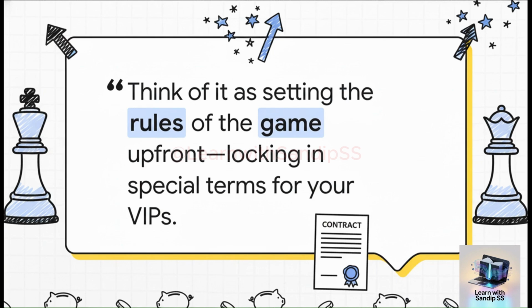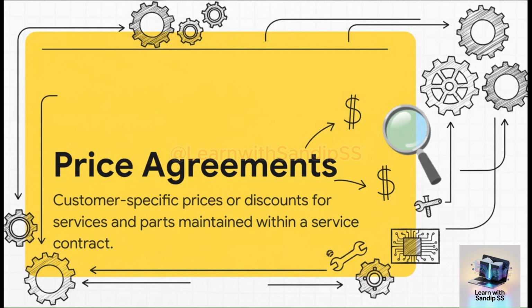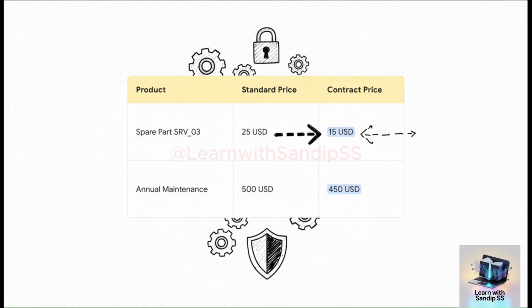No mistakes. Now, the secret sauce that makes these contracts so powerful is something called price agreements. This is where you actually define those customer-specific prices or discounts for parts and services. It's what makes the contract truly valuable for your client. And you can see the impact right here. A regular customer pays $25 for this spare part, but for someone who holds this contract, the price is automatically $15. That's not just a little note somewhere, it's a hard rule that's baked right into the system.